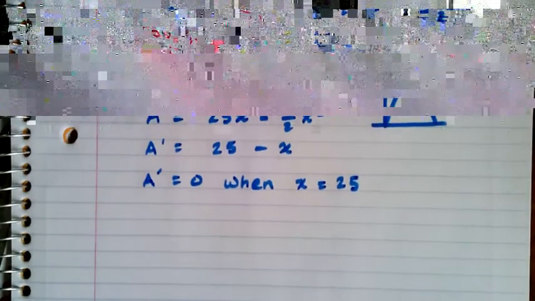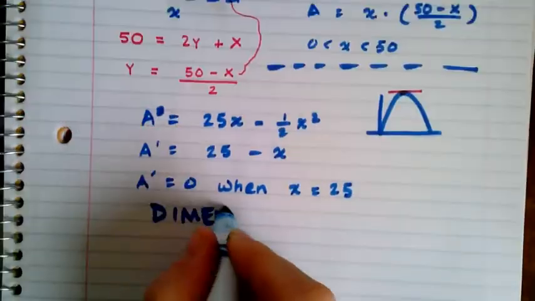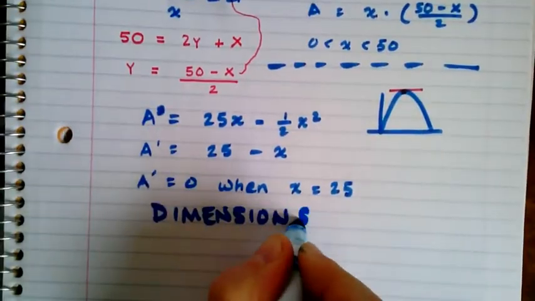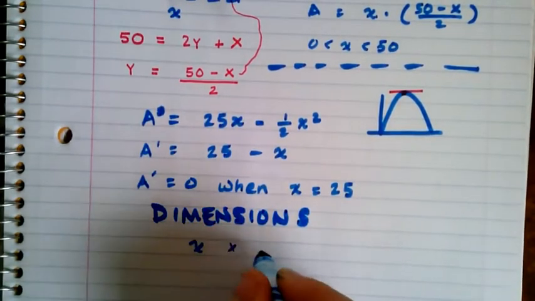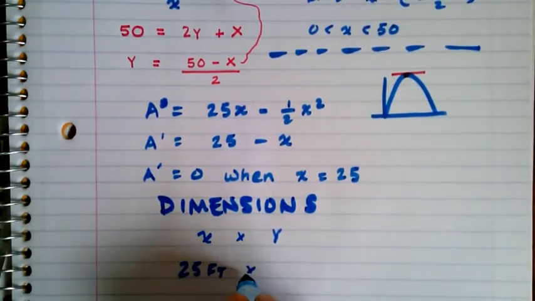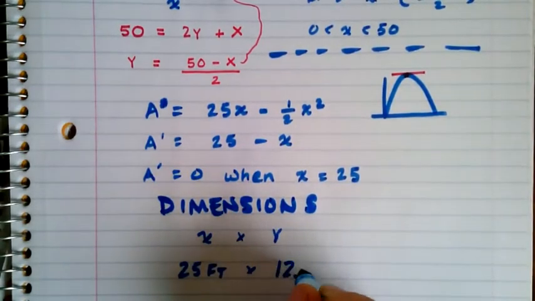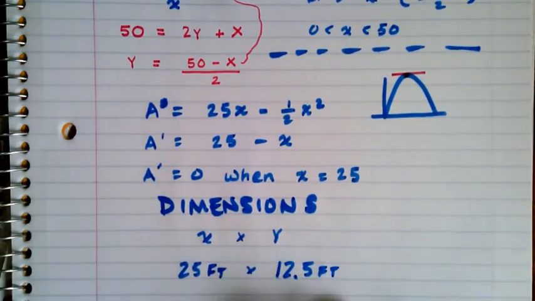The problem asks us for the dimensions, and so our dimensions will be that x by y. X is 25 feet, and y is then going to have to be 12 and a half feet, because you need 2 of these to get to 50.